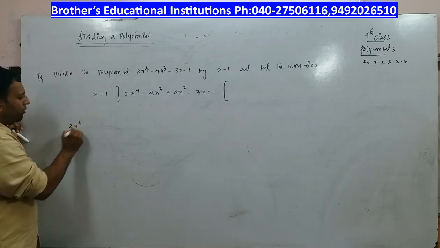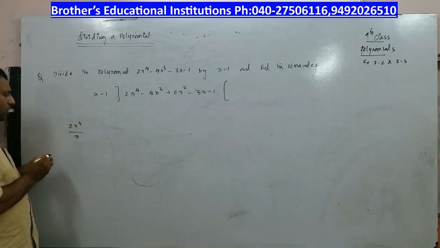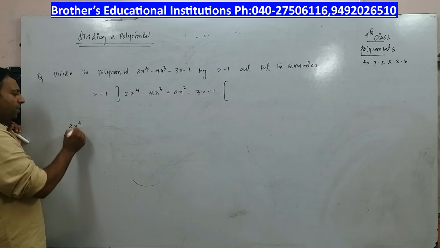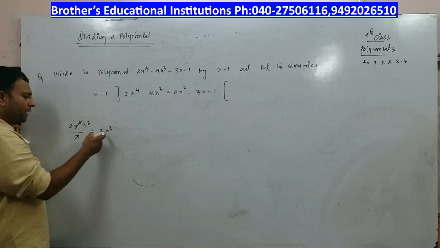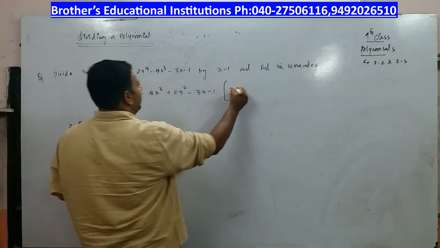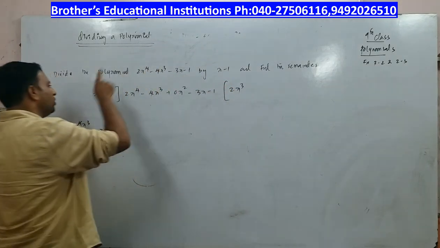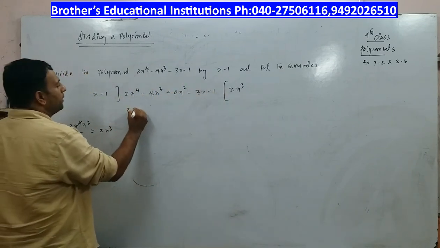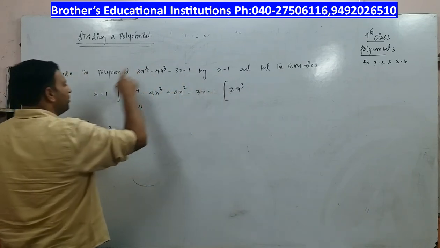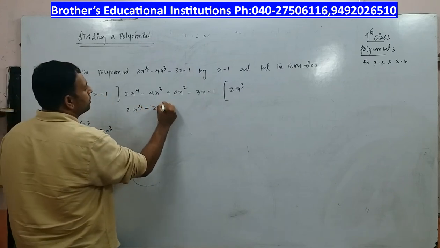2x to the power of 4, you divide by x. When you divide 2x to the power of 4 by x, it goes x cube times. So you are left with 2x cube. This 2x cube you have to write here and multiply with this x. So 2x cube into x will be 2x to the power of 4. 2x cube into minus 1 will be minus 2x cube.